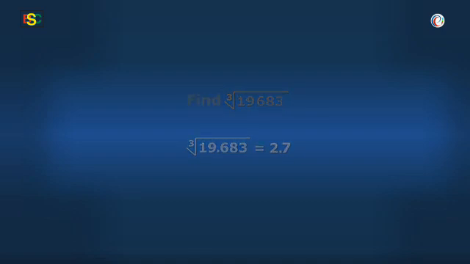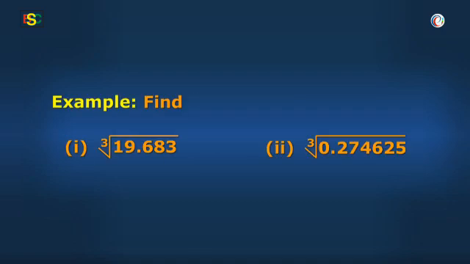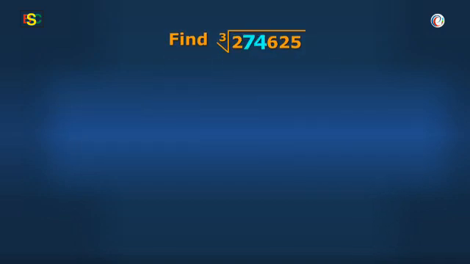Okay, ma'am. The second one is to find the cube root of 0.274625, and I know I have to find the cube root of 274625 first, and I'll do it in a few seconds by following 3 simple steps.